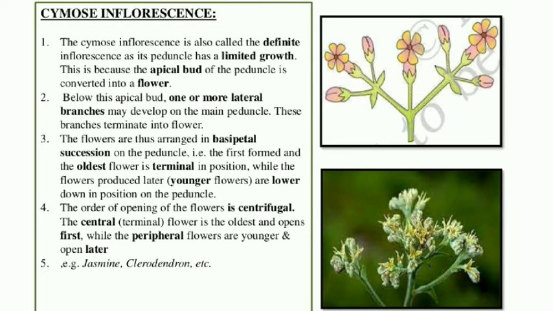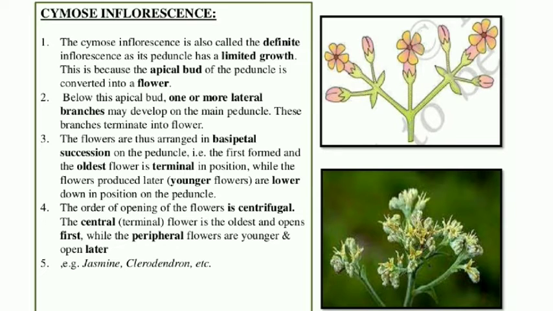Hope you remember from previous class, racemose inflorescence was called indefinite because the shoot tip used to grow indefinitely without any stoppage. But Cymose inflorescence is called definite inflorescence just because its peduncle has limited growth. You can see in the diagram, the peduncle will be terminating in a flower. The peduncle terminates in a flower, right?